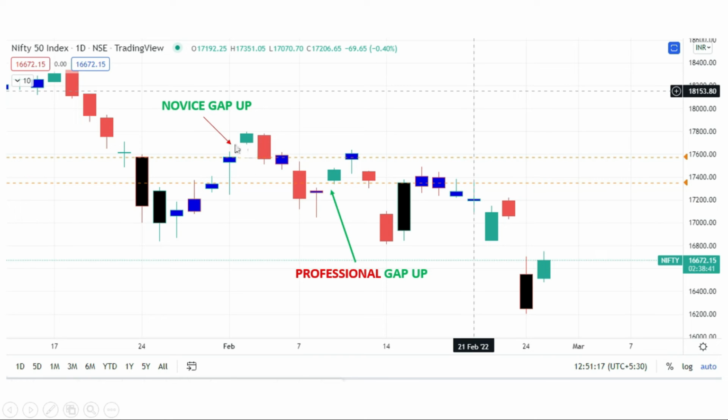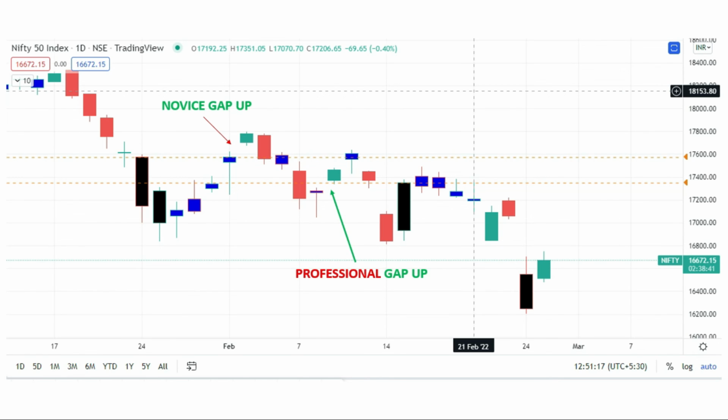Normally novice traders buy at this area. They see that price has opened gapped up, breaking a resistance, and they buy at that area thinking that it's a breakout. The next day we can see a red candle and all the novice traders get trapped. Whenever we are buying at a novice gap, we are trading against the professional traders.